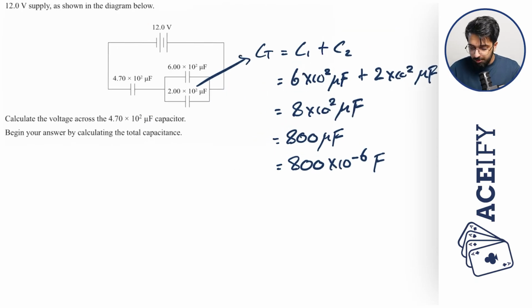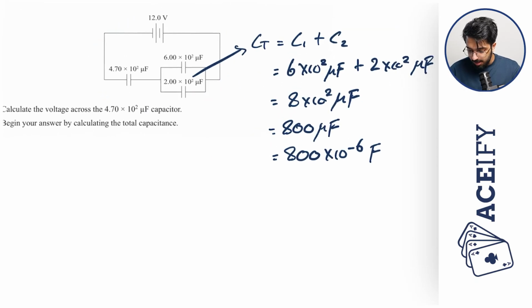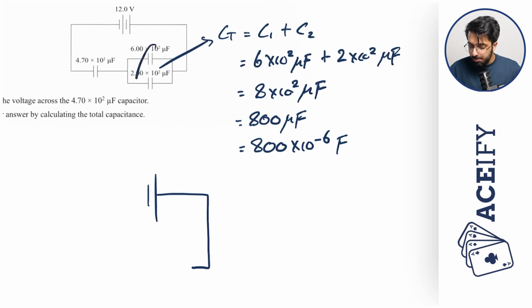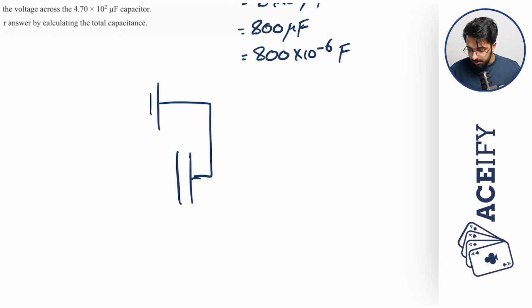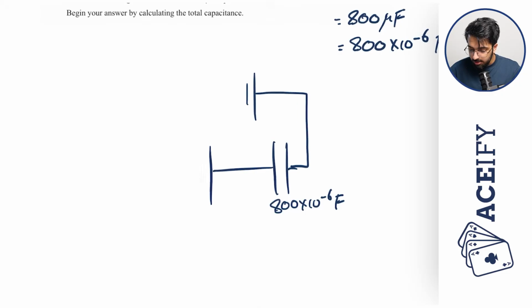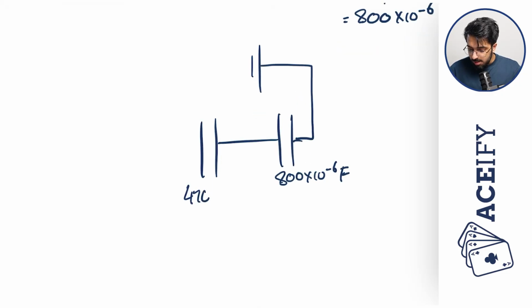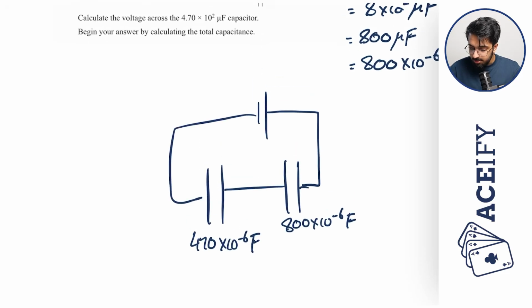And so if we were to redraw the system, we have a power supply over here, and we can redraw these two capacitors in parallel as one capacitor, which has a capacitance of 800 times 10 to the negative 6 farads. And that is in series with another capacitor, which has 470 times 10 to the negative 6 farad capacitance. And this is obviously 12 volts still.